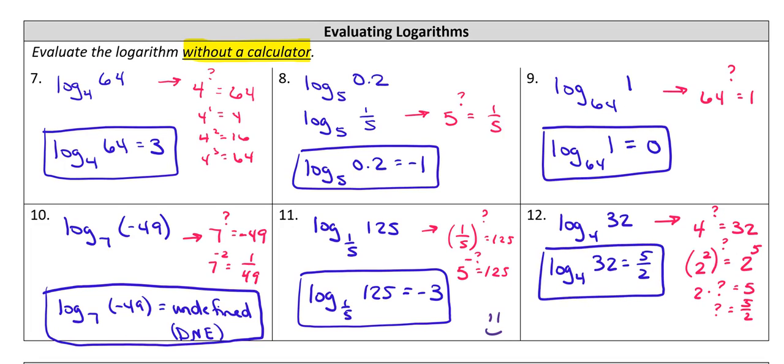Our exponents can be positive, negative, 0, even fractions. The only place we can't have negatives and 0 is in the argument. So when it says log base 4 of something, the of part has to be positive.